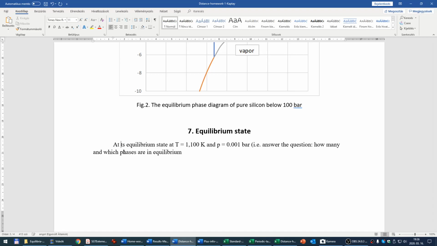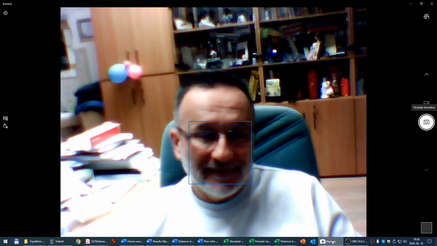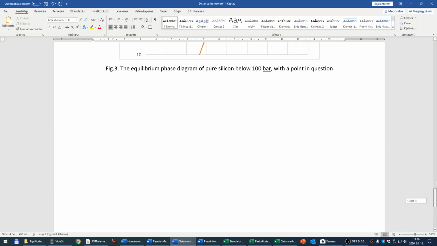At this temperature and this pressure, silicon is in equilibrium as a solid, okay, diamond, as a solid diamond crystal. See figure 3, from where it is obvious. Ladies and gentlemen, we have done it. The homework is ready, so now just let me check it again.